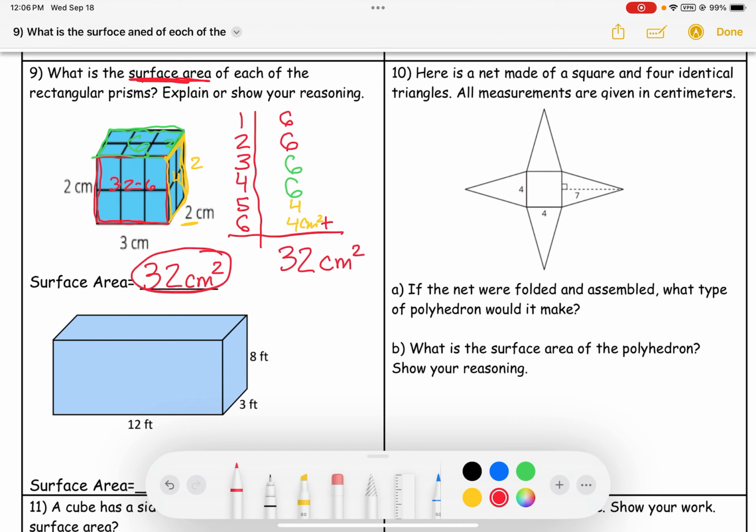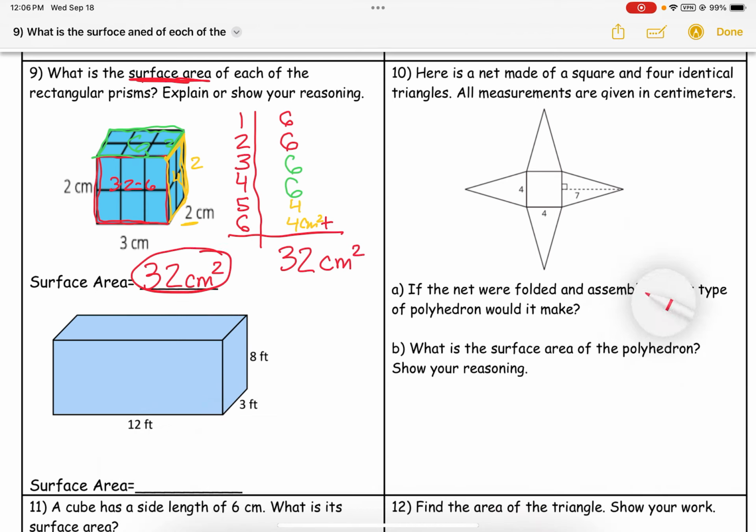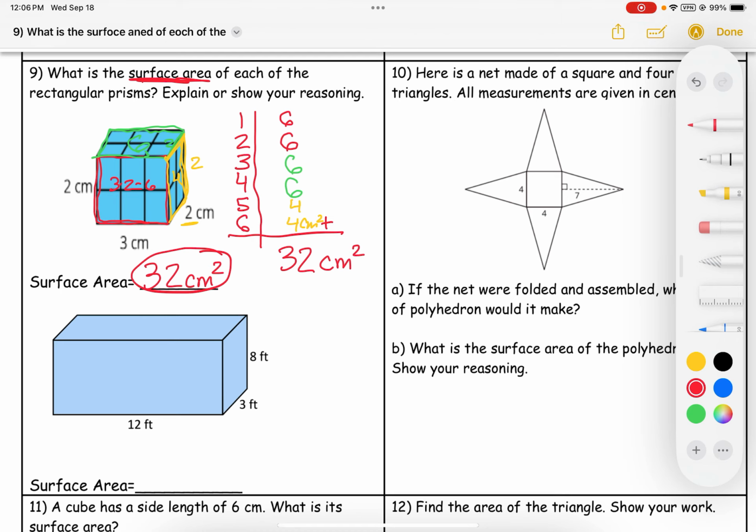Okay, the next one is going to be a little bit trickier, but we can do it. So I need to find 6 areas again because it's a rectangular prism, and then I'll add them all up. So the front face is 12 by, and looks like, 8. So we're going to do 12 times 8. 12 times 8 equals 96 feet squared. So that side's 96. The opposite side we can't see is also 96.